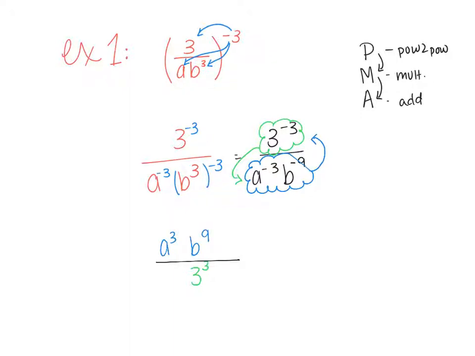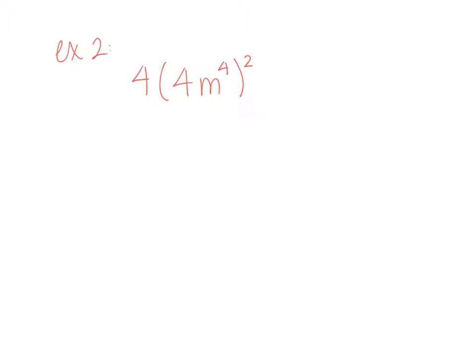Now, sometimes in Hawkes it will tell you it can't put in an exponent on the numerator, say this key is not available. That just means it wants you to multiply it out. So 3 to the third is 27, and then you have a cubed b to the ninth. So if it's a smaller number, then you're going to want to multiply it, 3 times 3 times 3.